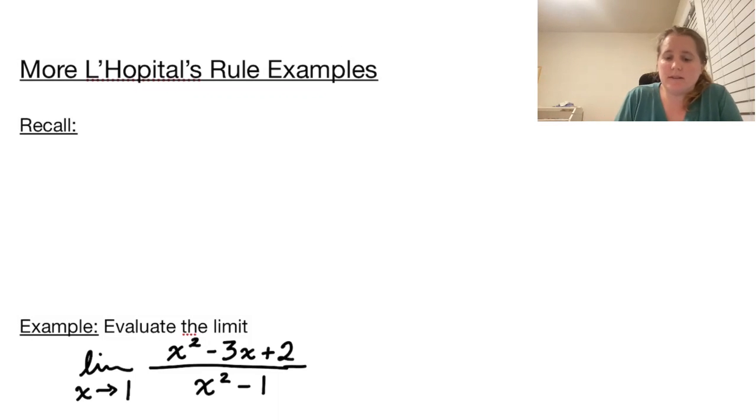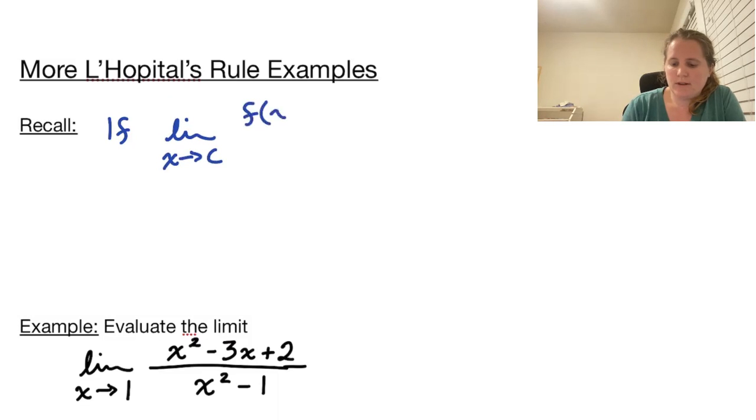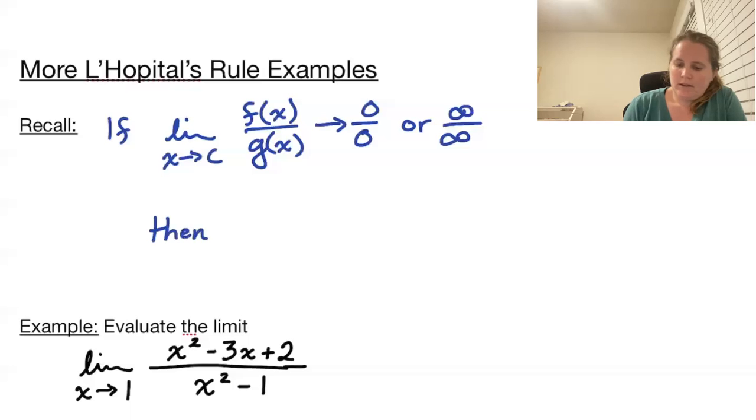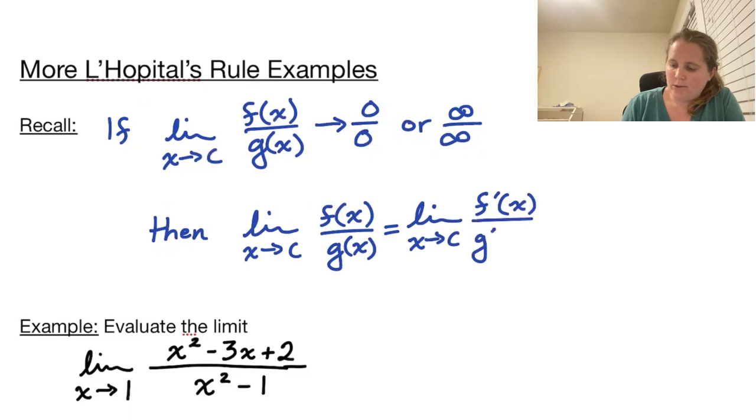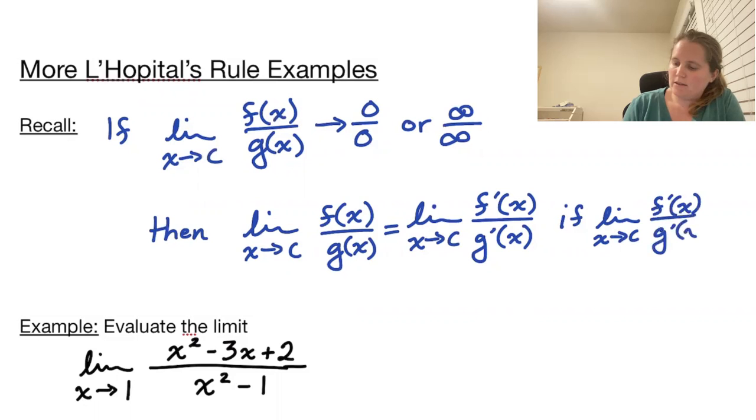Welcome to more L'Hopital's rule examples. So recall from the previous video, we had seen that if we had an indeterminate form, the limit as x approaches c of f of x over g of x, that went to either 0 over 0 or infinity over infinity, then the limit as x approaches c of f of x over g of x could be found by taking the limit as x approaches c of f prime of x over g prime of x, if that limit exists.